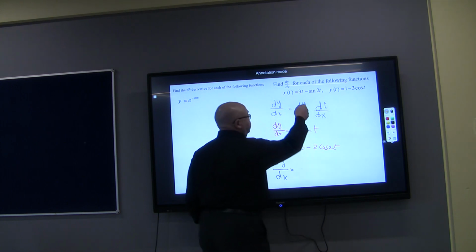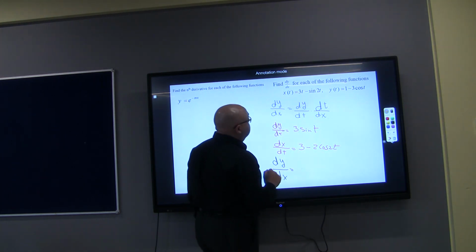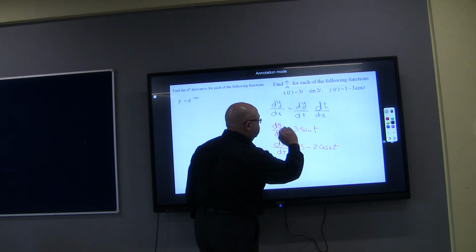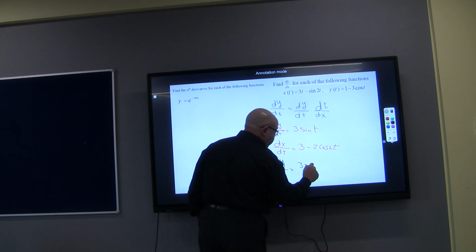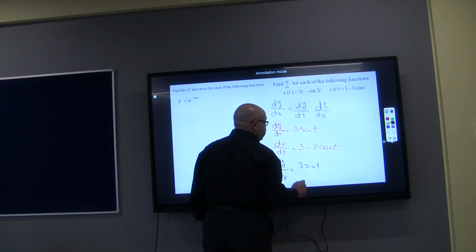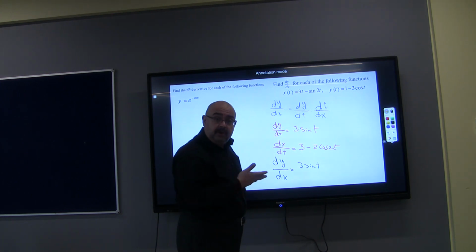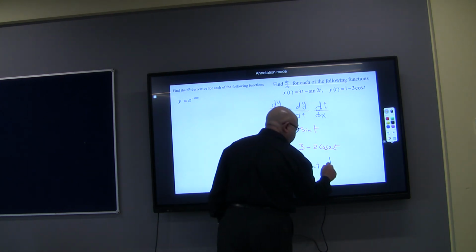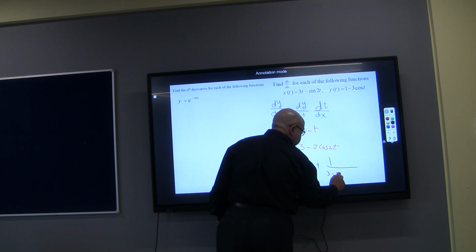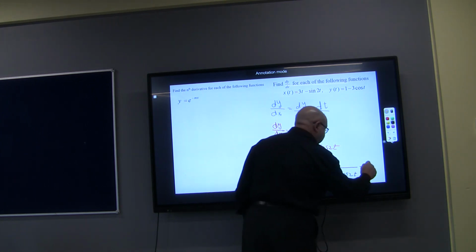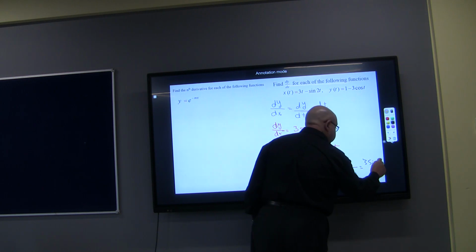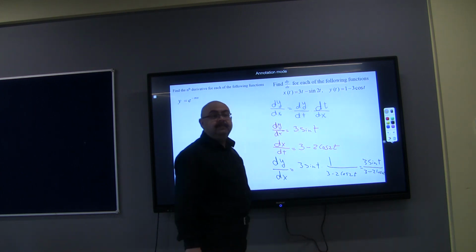I will have to write first dy by dt, which is 3 sine t, times dt by dx. So get the reciprocal of this function, which is going to be 1 divided by 3 minus 2 cosine 2t. It can be rewritten as 3 sine t divided by 3 minus 2 cosine 2t over 10.